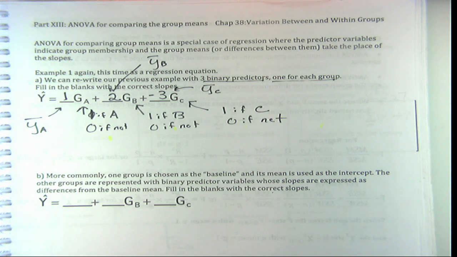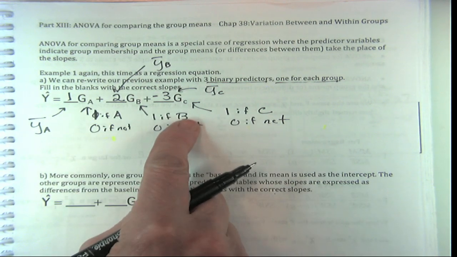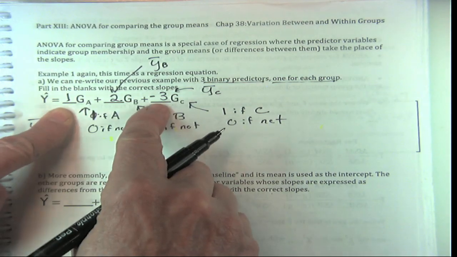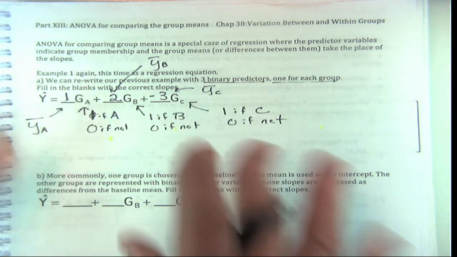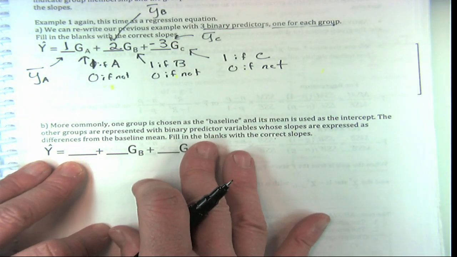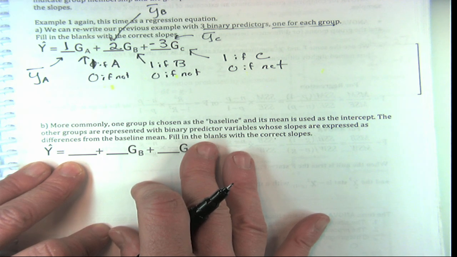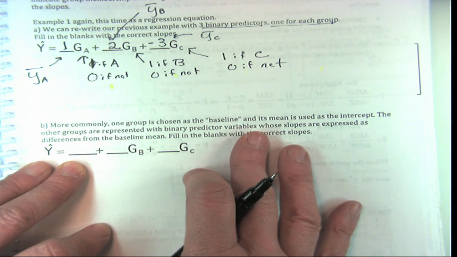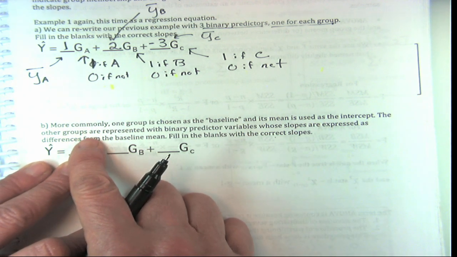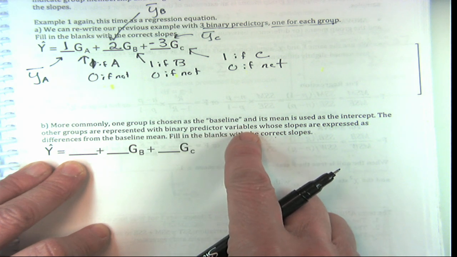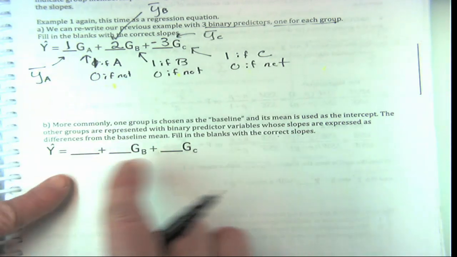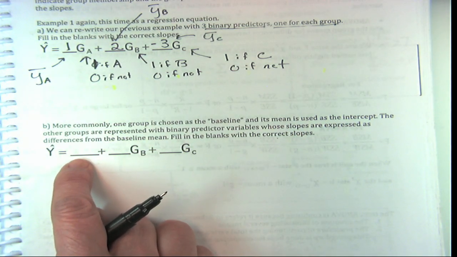Okay, so we could write it that way, and then you see we have 3 parameters. I'm just trying to write it this way so we can fit it into our model. We have 3 parameters. They're just the group means, okay? But the more typical way of writing it, more commonly, you choose one group as the baseline, and its mean is used as the intercept. And the other groups are represented with binary predictor variables whose slopes are expressed as differences from the baseline. So you'll still have 3 parameters, but you use one of the group means as the intercept.